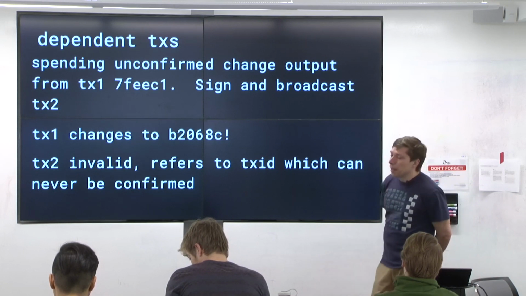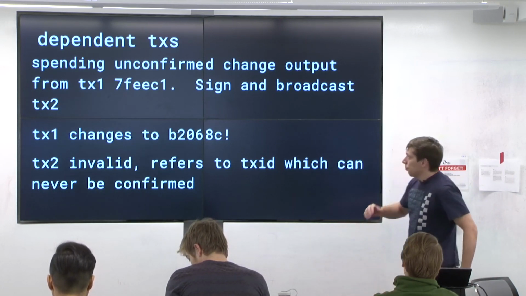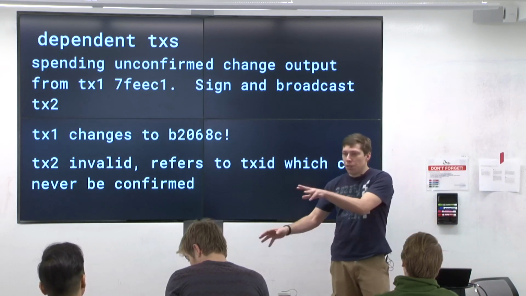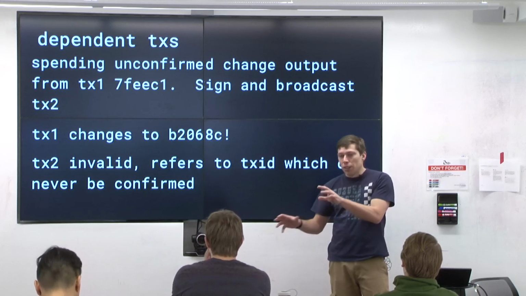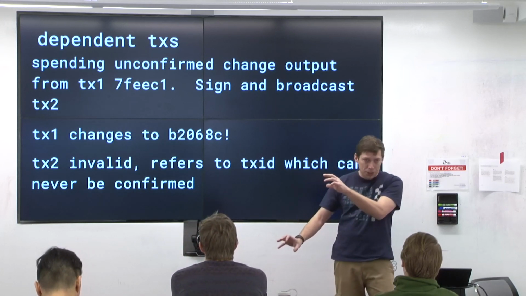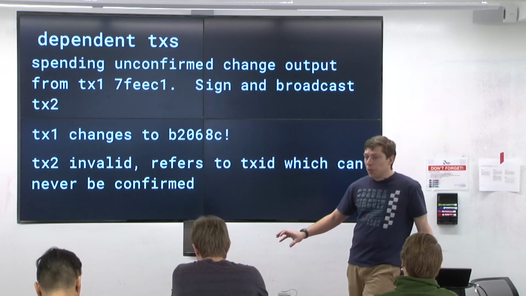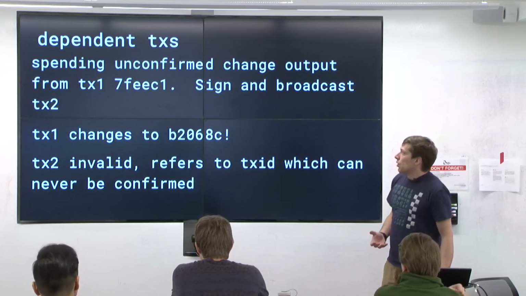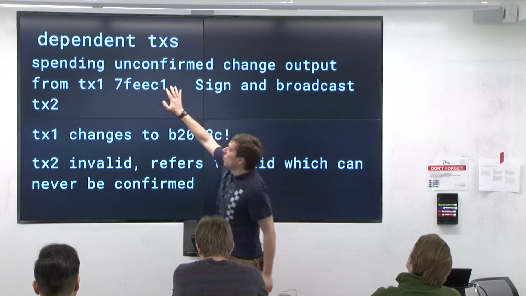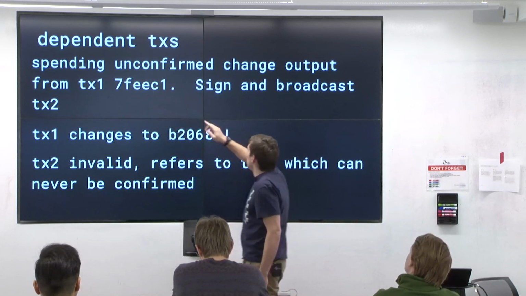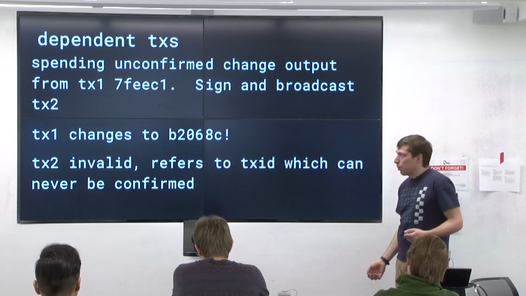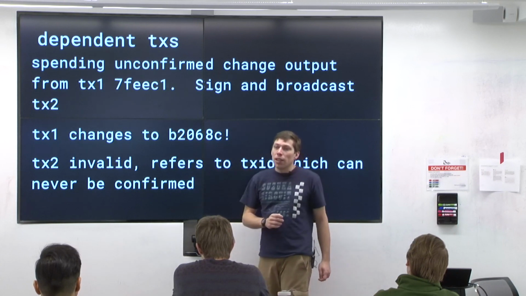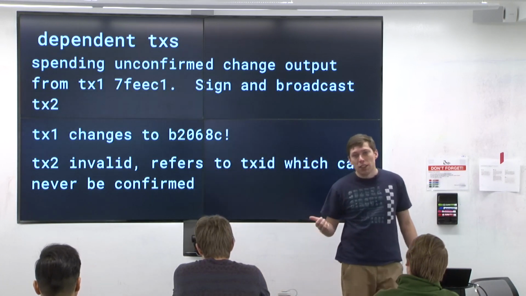Another issue, if you're spending from an unconfirmed change output or an unconfirmed output. So you make a transaction, you send to two different outputs, you've got a TXID. And you're sending 5 coins to this person and 3 coins back to yourself. That 3 coins back to yourself output, you might want to use it again pretty quickly. Sometimes this happens. And so you've got a change output. That's from transaction 1, 7FEEC1. So you're going to now spend that change output. However, the TXID of transaction 1 changes. So you're saying where you're spending from is no longer valid.